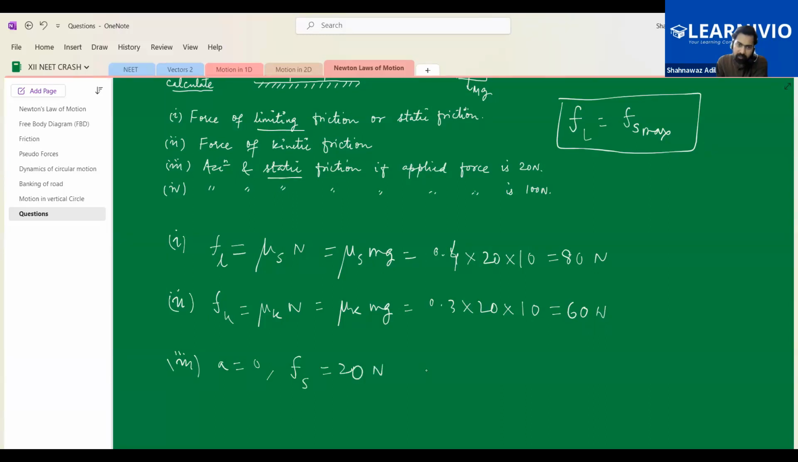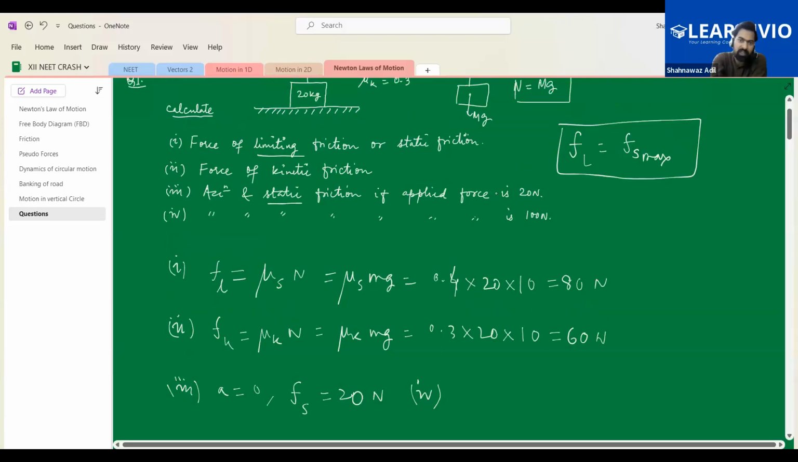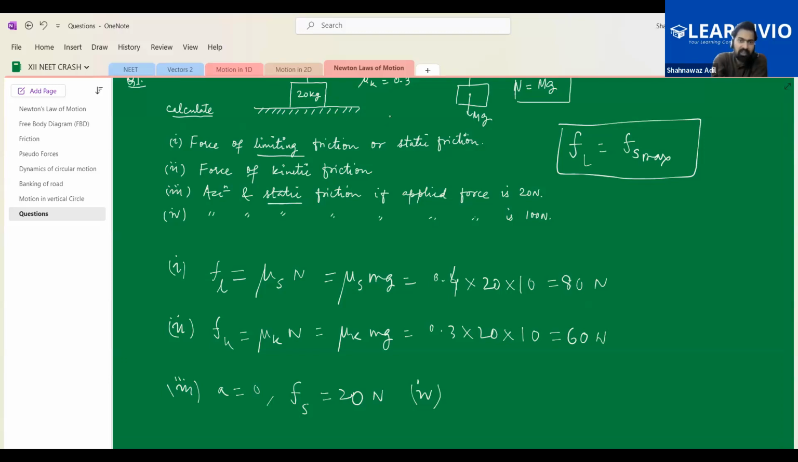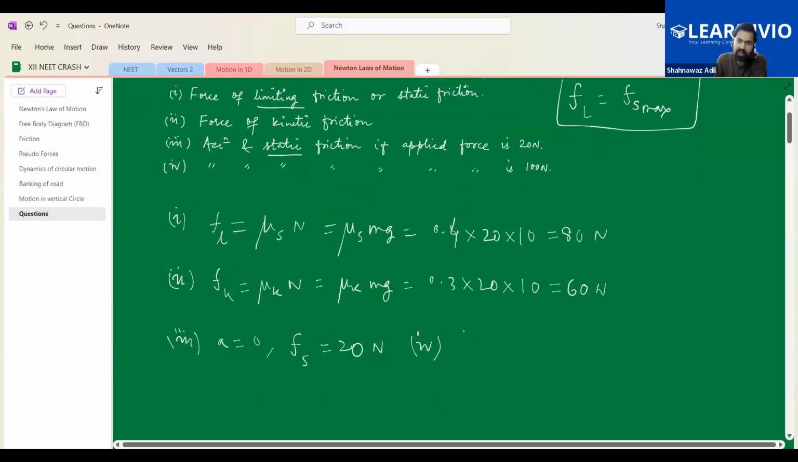Now the fourth part. The fourth part is the acceleration and static friction if the applied force is 100 Newton, right? Now you see that the force applied is 100 Newton. So now there would be no static friction, right? The static friction will change into kinetic friction. So the acceleration would be how much?